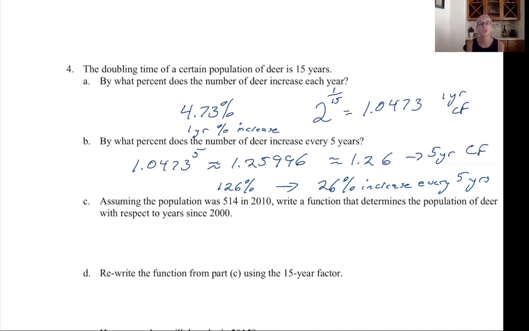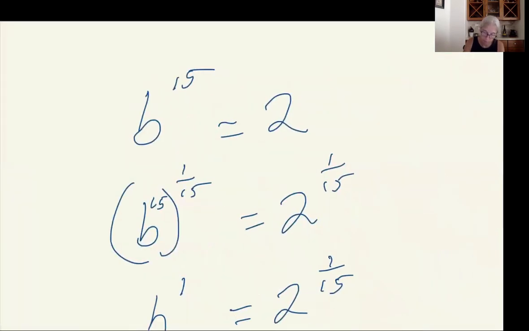Notice I couldn't just take that 100% increase that I had and divide by 15. If I do that, that's like treating it like a linear situation. This is not linear. You see that in 5 years, I have a 26% increase. That doesn't mean that in 10 years, I'll have a 52% increase. What would my 10-year increase be? Well, let's look at that. Let's bring up another sheet of paper here.